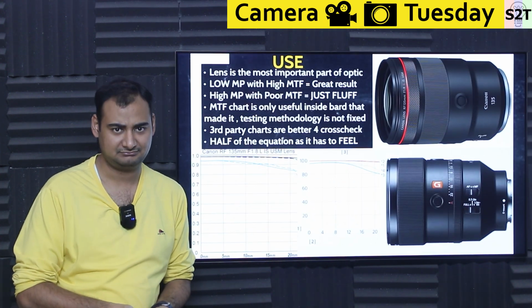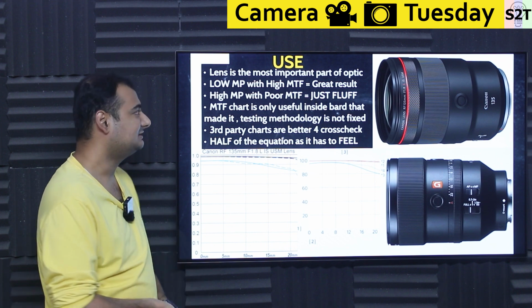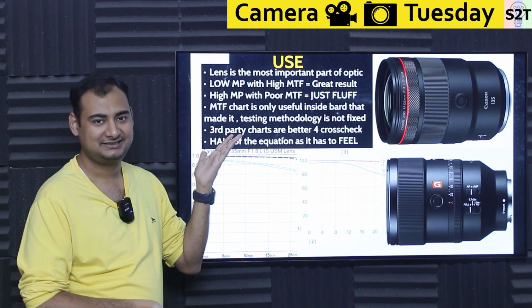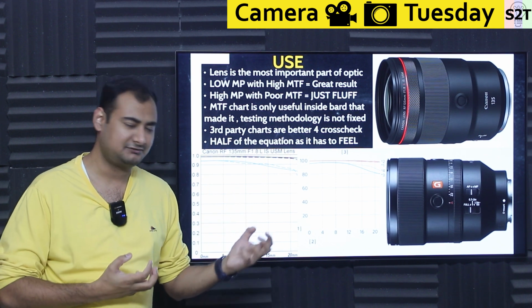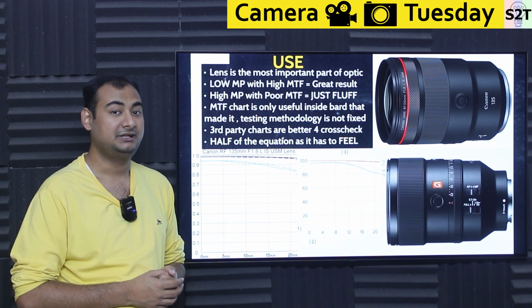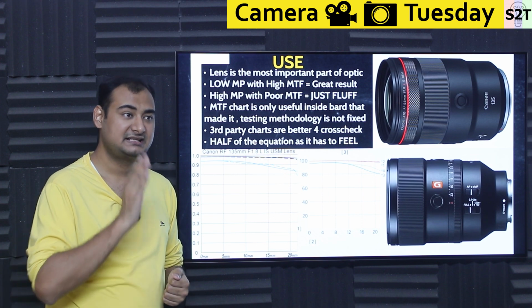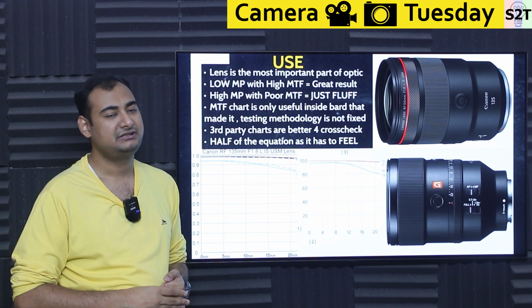So what's the use of it? That's the chart. Let's say you understood it. What's the use of it? Well, the lens is the first part of your optics. That's why I said, if you're like, oh, Blackmagic has 12K, that's the highest resolution, it would be garbage compared to RED's 65 that is not even 8K.